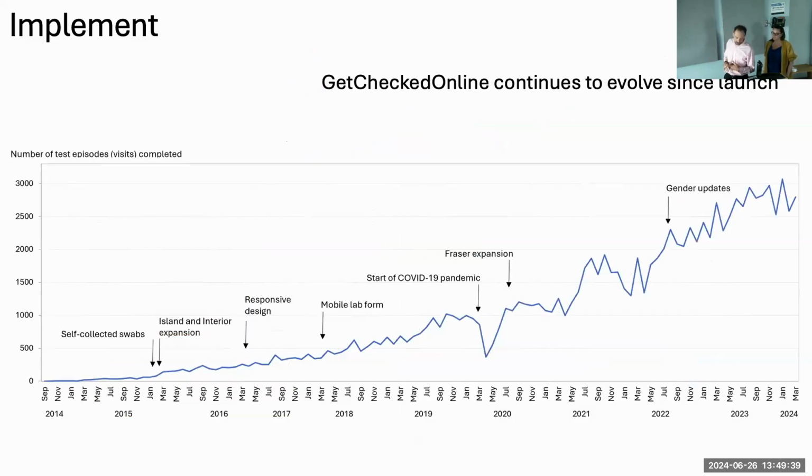So we added self-collected swabs. That line shows the number of tests, test episodes. But you can see we've made a lot of changes over the years. We expanded out of Vancouver to the island and interior. We made a responsive design, so now it works on mobile, which was huge, and the majority of our users now are on mobile. We created a mobile lab form so people didn't have to print out lab forms. We expanded to Fraser, and we recently also did some updates to how we think about gender in Get Checked Online that Heather's going to talk a little bit more about. But I don't know if anyone has any questions.